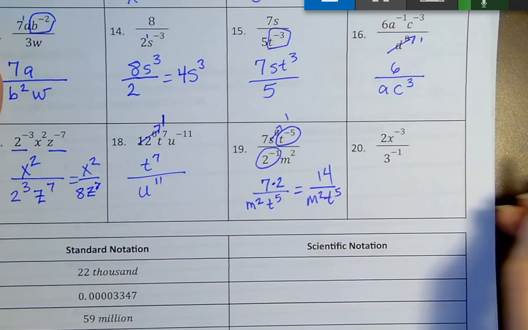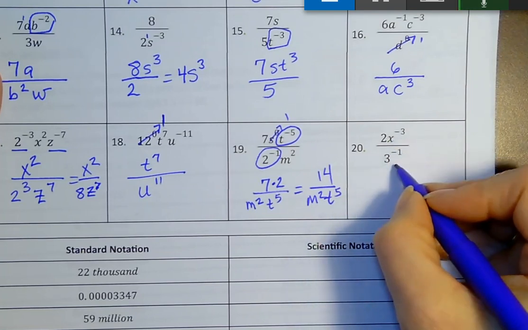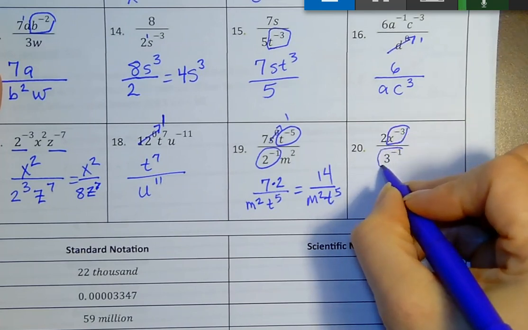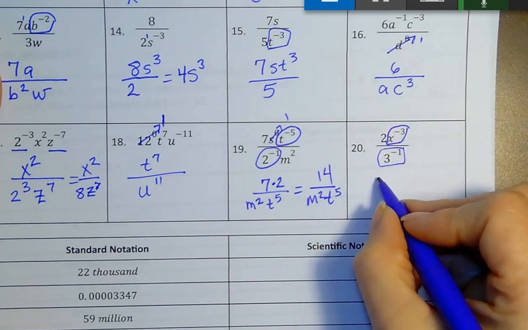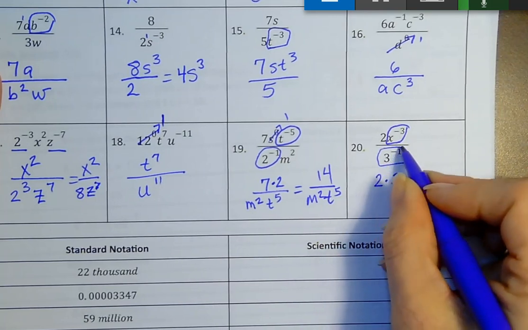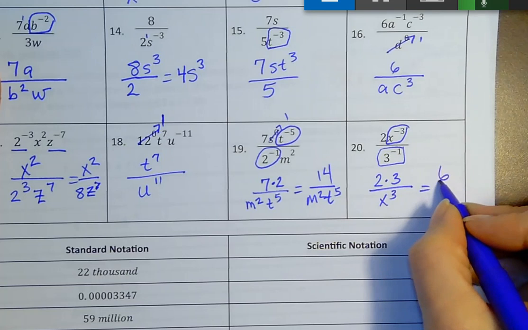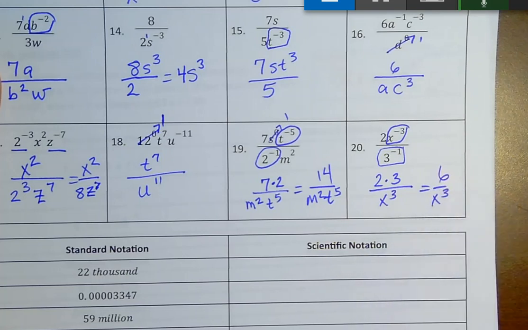And finally, 2x to the negative 3 over 3 to the negative 1. I'm relocating x to the negative 3, and I'm relocating 3 to the negative 1. So I have 2 times 3 to the positive 1 in the numerator, and x to the 3rd in the denominator. That is 6 over x to the 3rd.